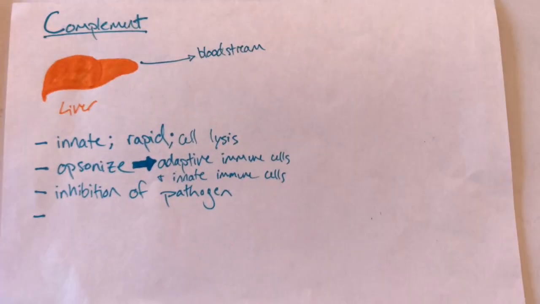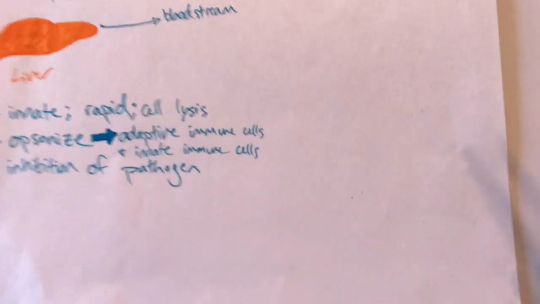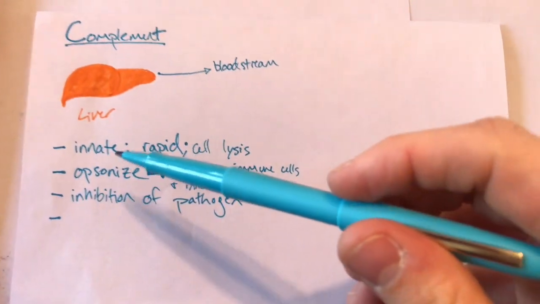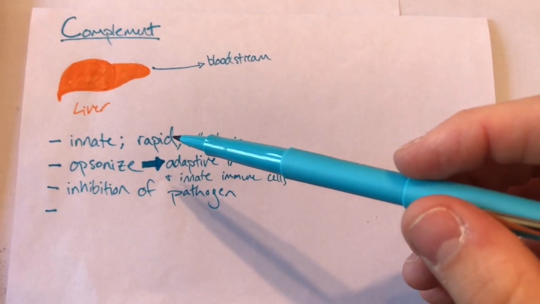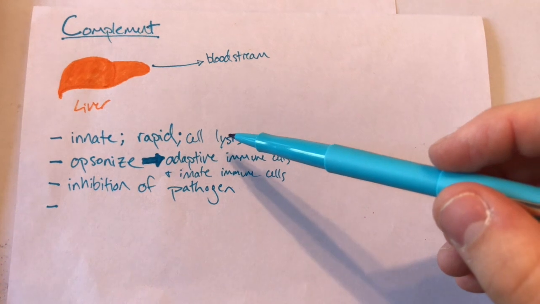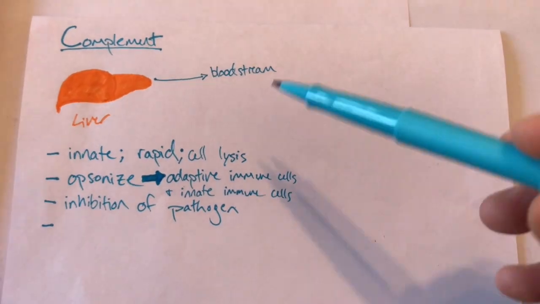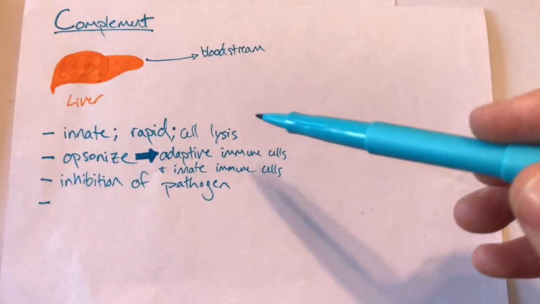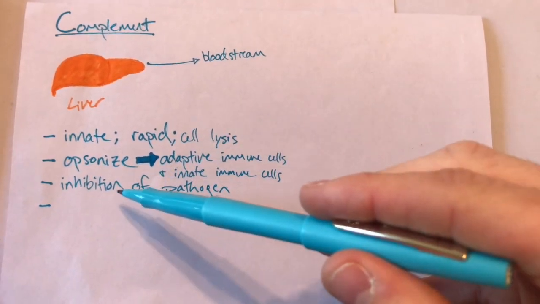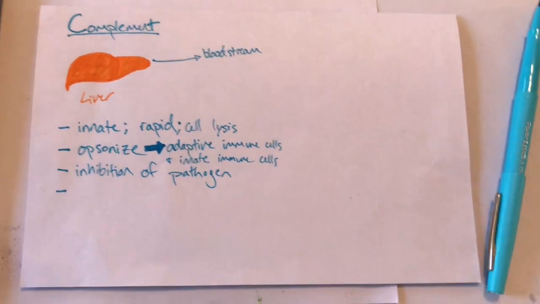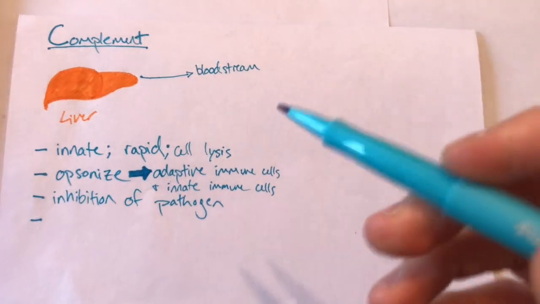And so just to quickly cover some of the important aspects of the complement system, it is part of the innate immune system, so it's going to be very rapid, and it will actually play a really big role in lysis of cells, whether bacterial or viral particles. So it will kill them, but it will also, I have it down here on the third point, but it will inhibit the pathogen by blocking essential proteins.